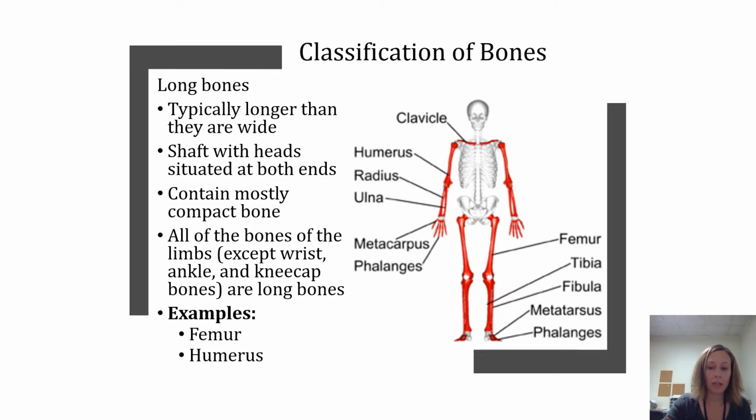When we talk about classifications of bones, the first one we're going to look at is long bone. All of these bones in red on this picture are our long bones. These are typically longer than they are wide. They have a head on each end and a shaft in the middle, which is the long part of the bone. They contain mostly compact bone, so that outside hard part is compact bone. This is going to be most of the bones of our appendages. That's what we're going to be looking at with long bones: the bones of our appendages.